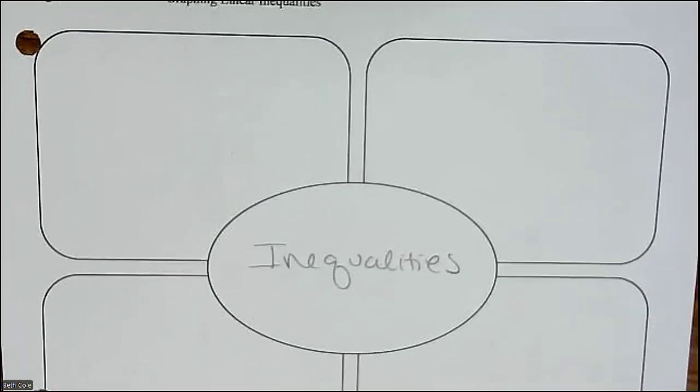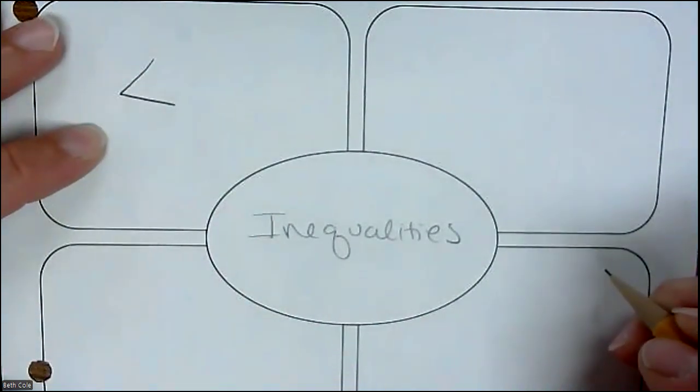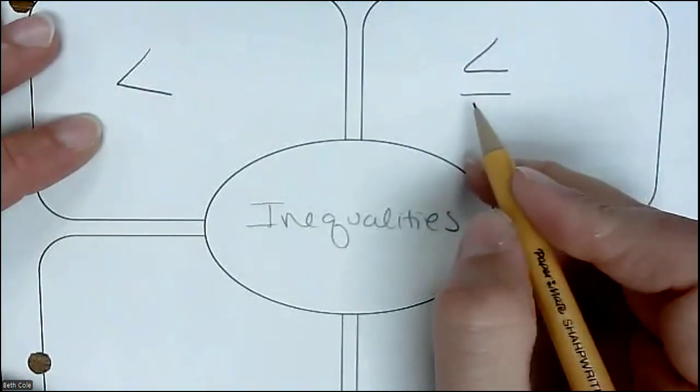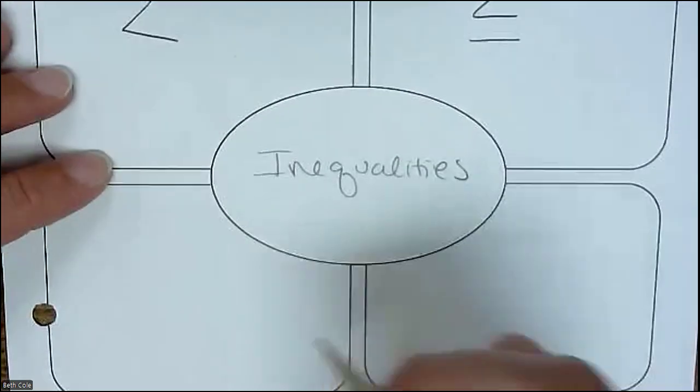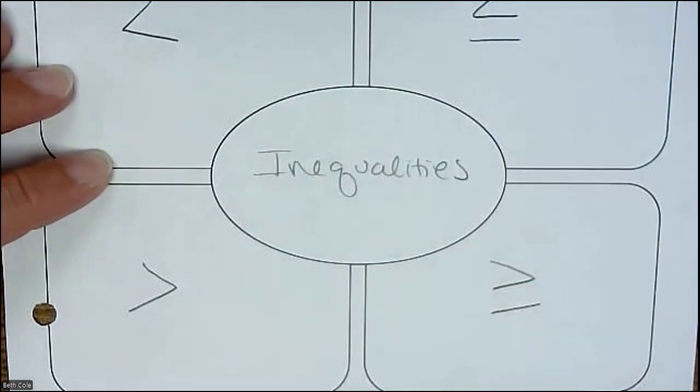Does anyone know one of the symbols that it could be? Like instead of an equals, what else could you have? So greater than or less than? Greater than or equal to, less than or equal to. It doesn't really matter where we put these. I'm going to be organized about it, but that one is your less than. We'll do less than or equal to. That just has the little bar underneath. It's half of an equal sign, basically. This one is greater than, and this one is greater than or equal to.